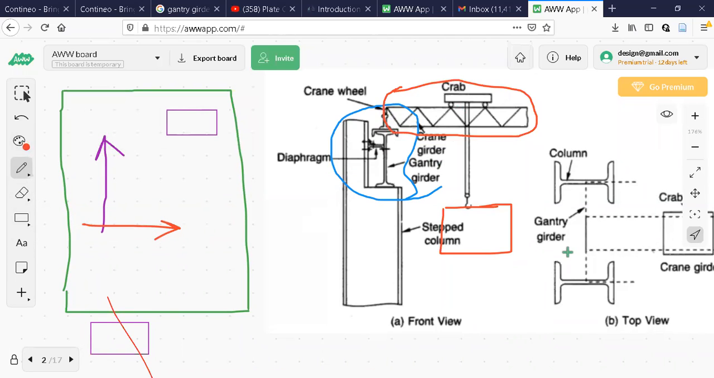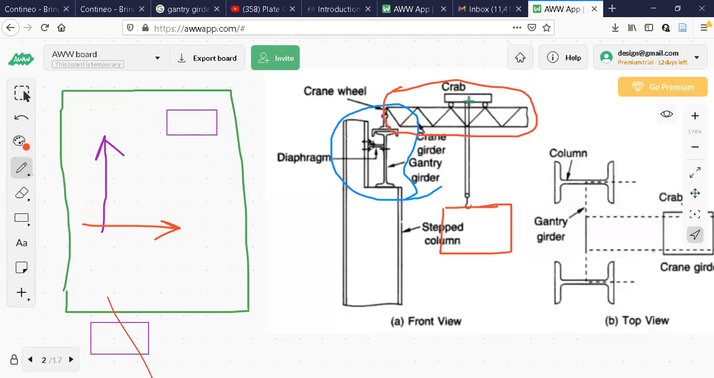Are you able to follow this one? See this one. Now you see the crab can travel on this crane girder like this. Are you following this? Like this, along this x direction, the crab can travel, because it is resting on the wheels.